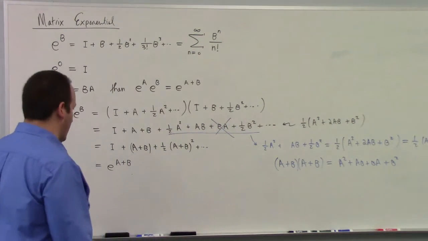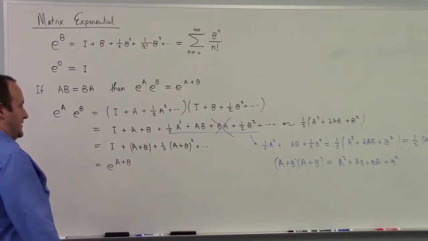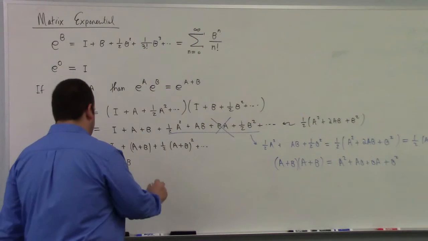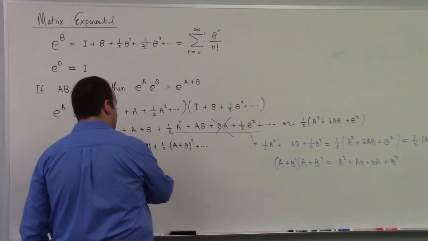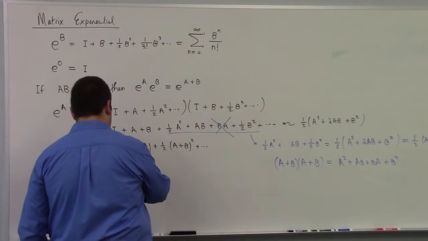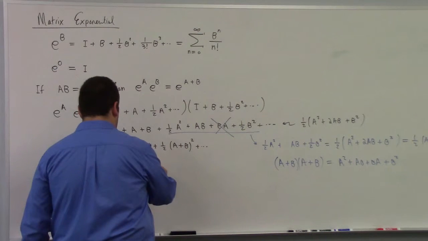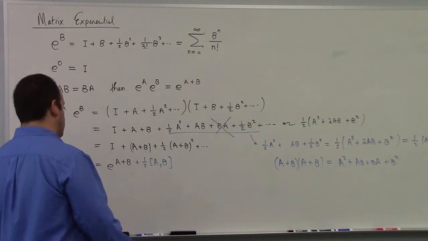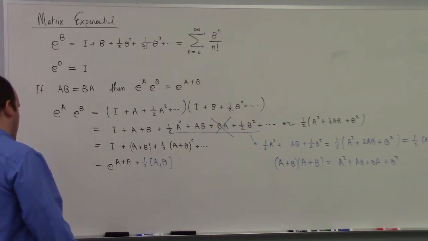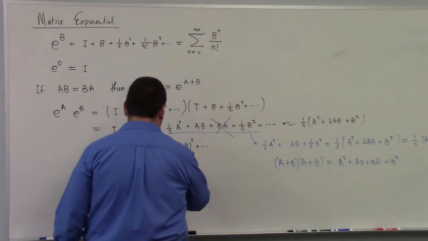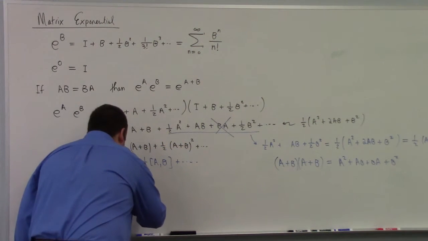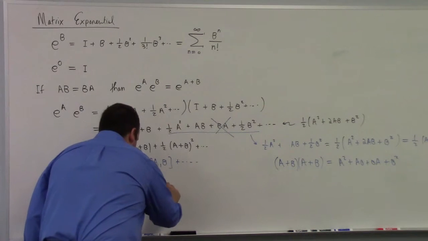Thank you, thank you, thank you. Well, that explains. Let's see here. I think if you look at it, you could see that you have plus 1/2 the commutator of A and B, plus dot dot dot. What's the commutator of A and B? Commutator of A and B is AB minus BA.